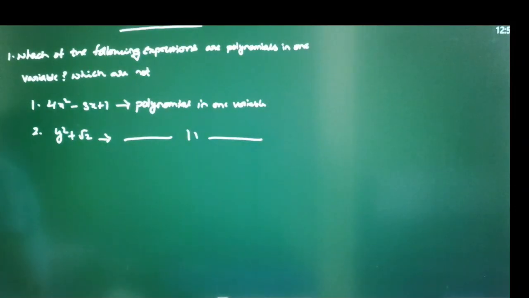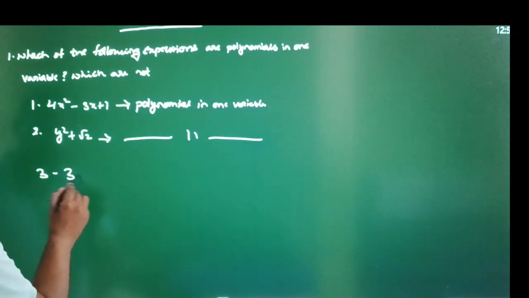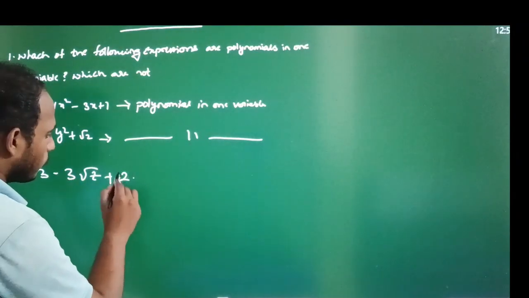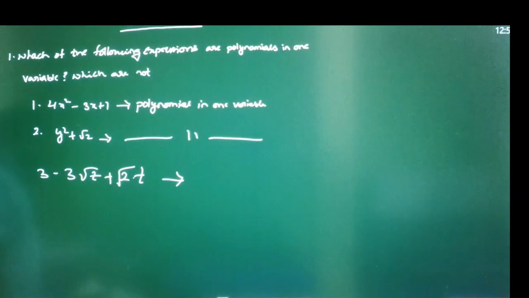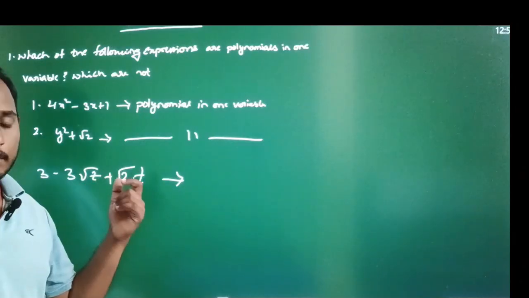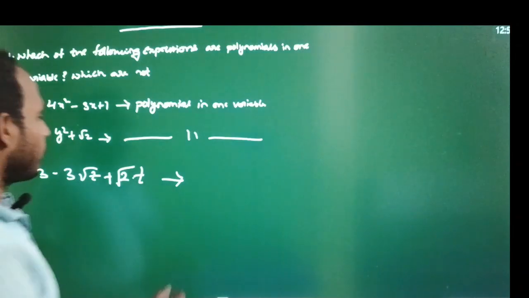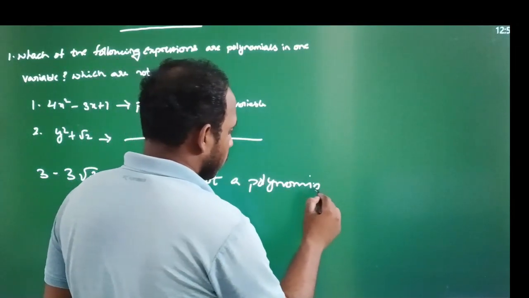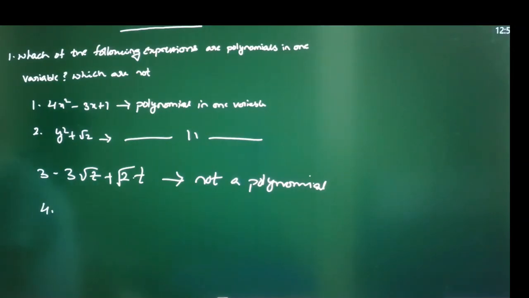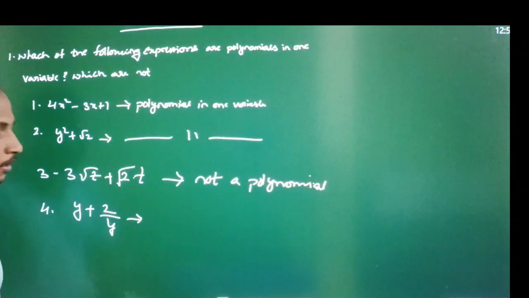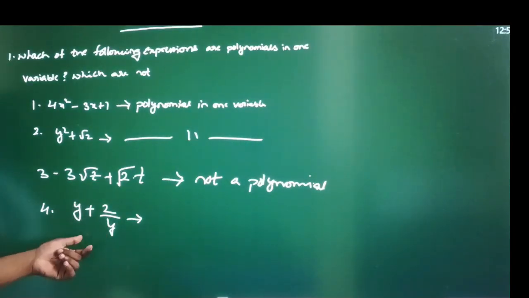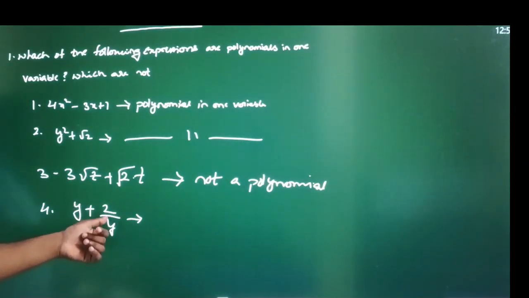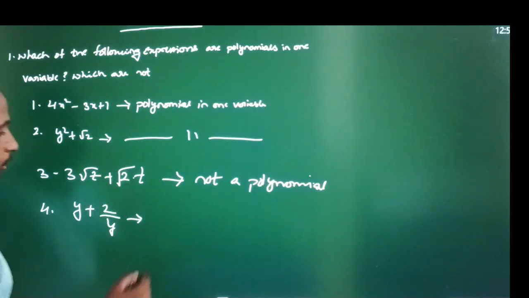Next one, 3 root t plus 2 root 2 t. Here the t power is 1 by 2, which is a rational number, so this is not a polynomial. Next, y plus 2 by y. Here one variable is included, but the power of y is negative. 2 by y can be written as 2 into y inverse. So this is not a polynomial.